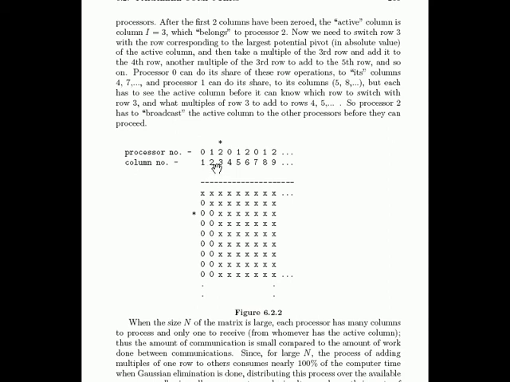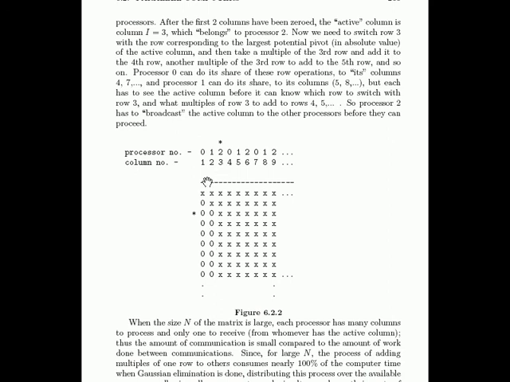Well, let's suppose we're distributing the columns cyclically. There are other ways of parallelizing this, but this is the way we're going to do it. Now there's a special column that's called the active column. You have to do the columns in order, but let's say we're up to the third column and we're trying to knock out everything below the diagonal in the third column. Well, this column is special. It's the active column, and all the columns need to know what's in that column.